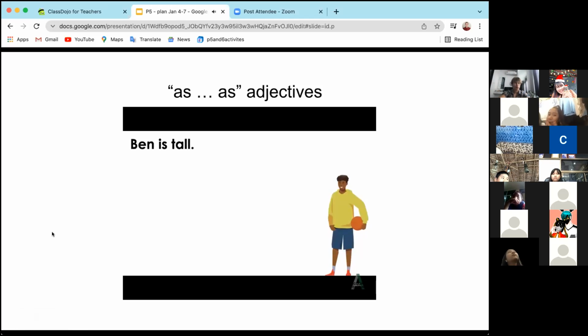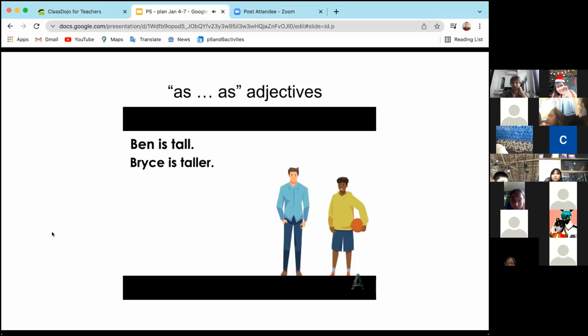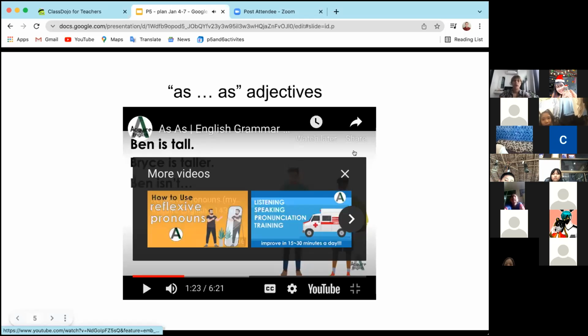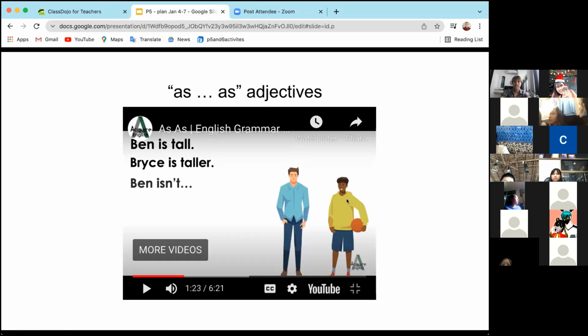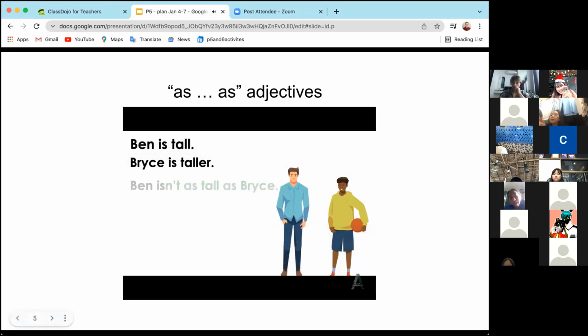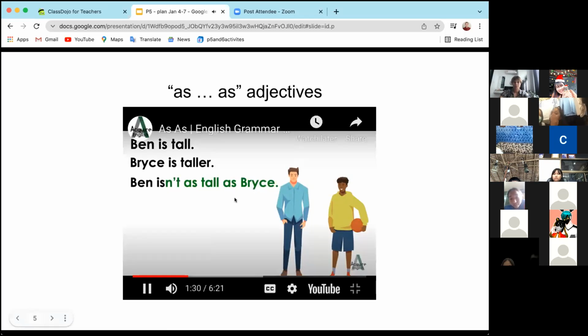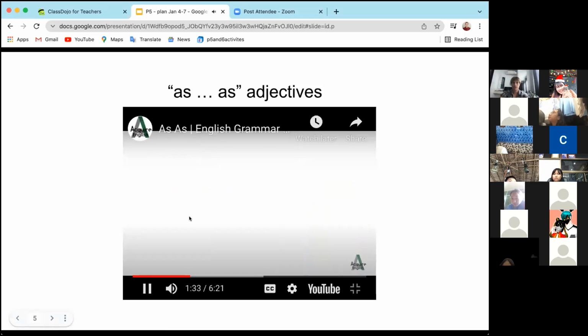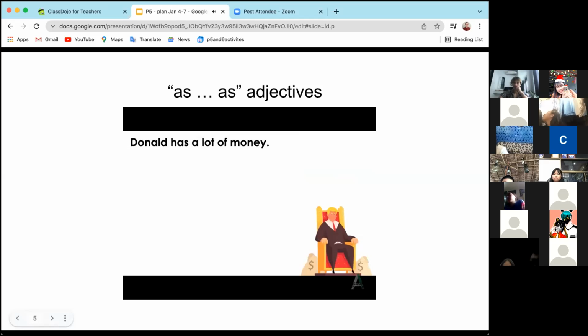Ben is tall. Bryce is taller. What are we going to say? Ben isn't as tall as Bryce. He isn't as tall as Bryce. Ben isn't as tall as Bryce. He is not as tall as Bryce. Donald has a lot of money. Jeff has more money.